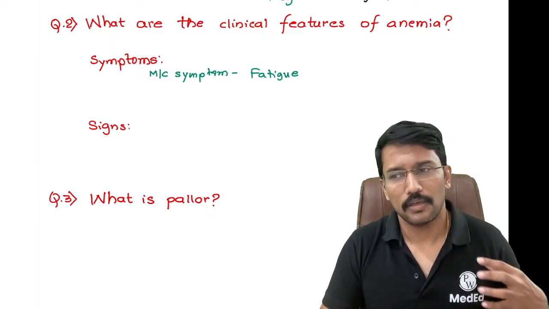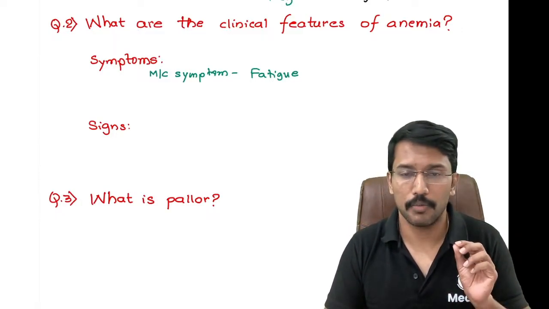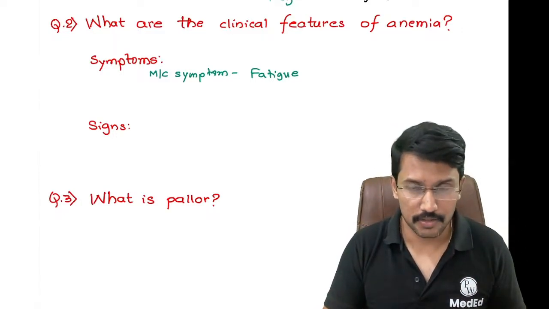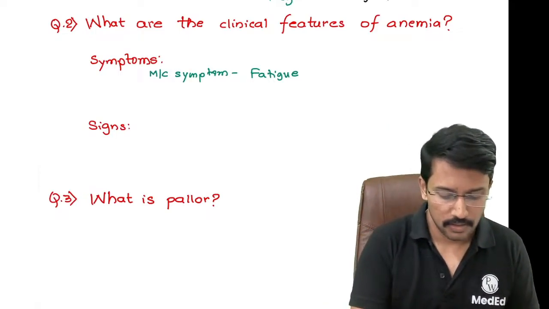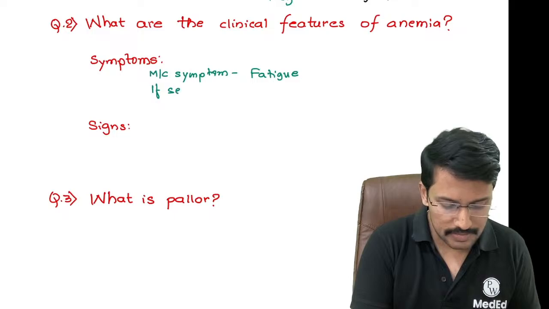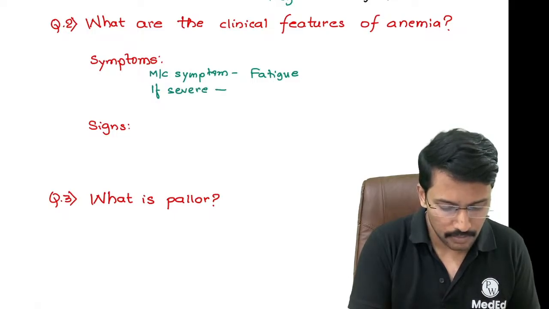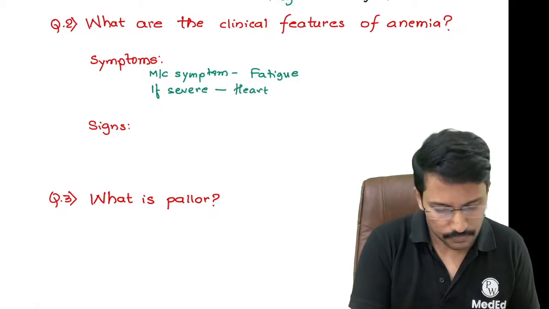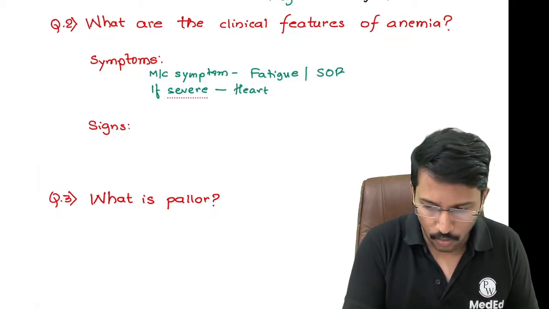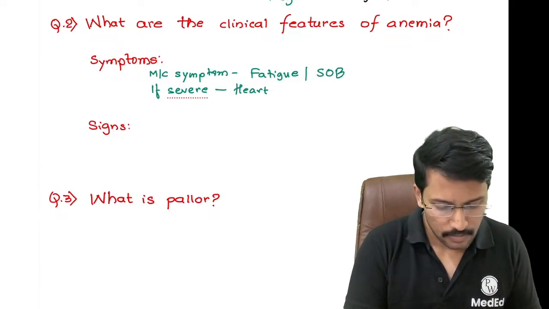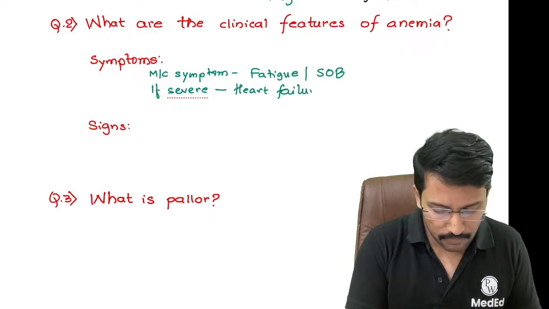Now with long-standing severe anemia, patients can even experience complications, and those complications include heart failure. So patients with severe anemia can develop heart failure. Apart from fatigue, they can experience shortness of breath or breathlessness, and in severe cases, they can develop heart failure.